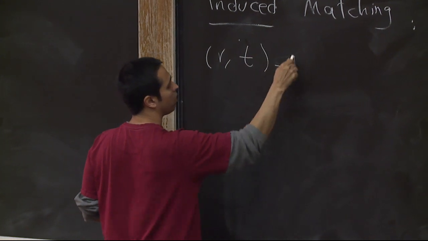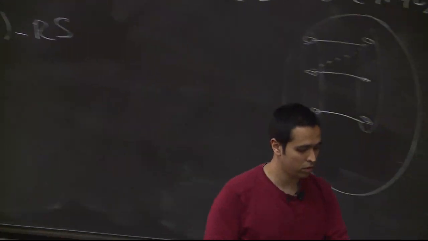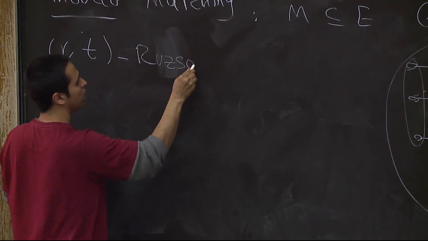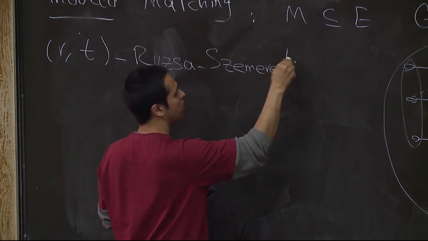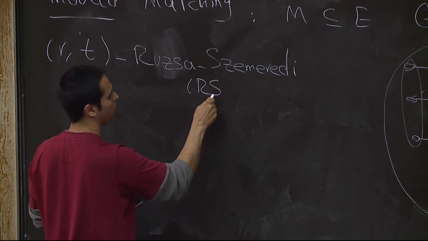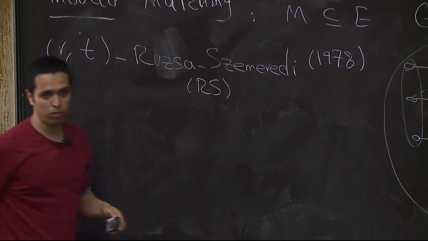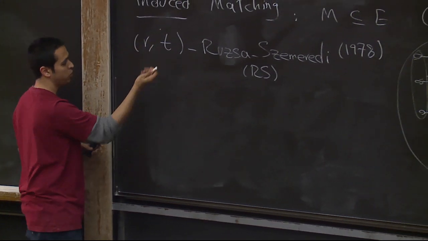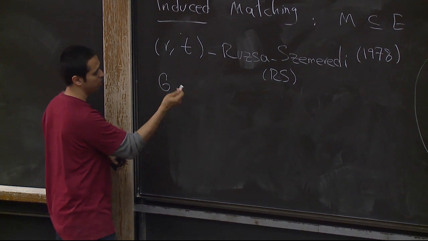So now let's define RS graphs. These are Ruzsa-Szemeredi graphs. From now on, I'm going to just call them RS graphs. And they've been introduced by them in 1978. Good. Okay. So what are these graphs? A graph G is an RS graph if it has the following property.